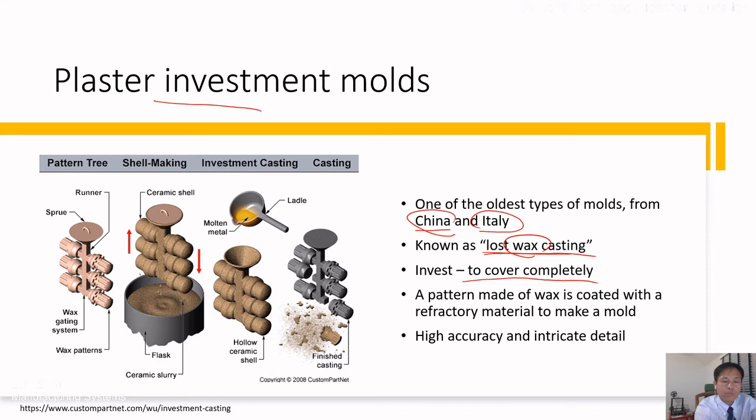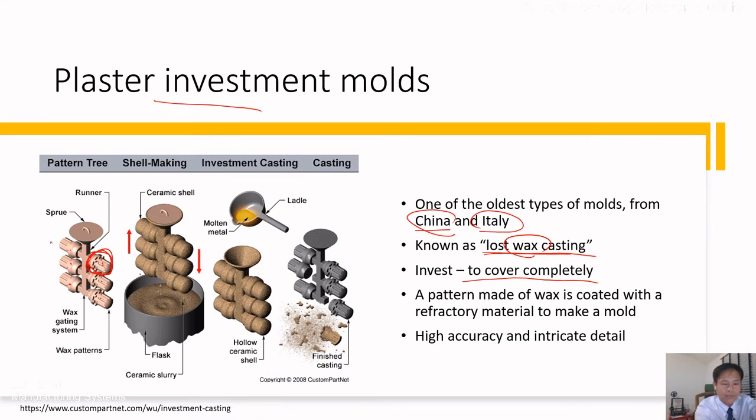For the plaster investment mold, we need to have a pattern. Let's say this is an example of a pattern. Our goal is to create this part, right? This example is creating 6 objects in one shot. So that's why they added 6. And this pattern can be made of plastic or other material or wax, mainly wax.